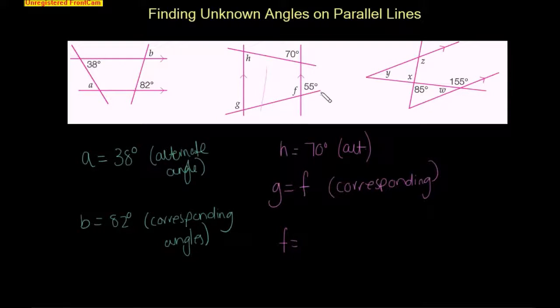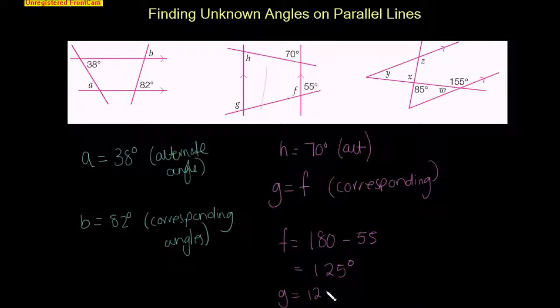Now F and 55 are on either side of the parallel line on the same transversal, so the relationship between them is they're going to add up to 180 degrees. So F is equal to 180 minus 55, which is 125 degrees. Okay, so we know H is 70, and G and F are the same, so this will also mean G equals 125 degrees. So we've solved problem number 2.